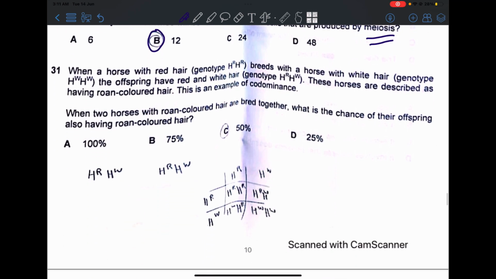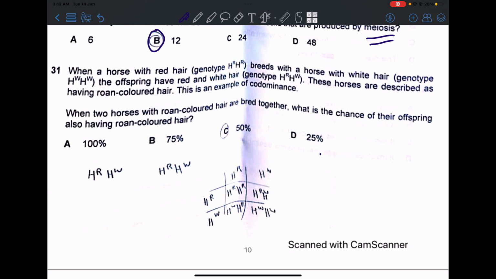31. When a horse with red hair, genotype HR, breeds with a horse with white hair, genotype HW, the offspring have red and white hair, genotype HRW. These horses are described as having roan-colored hair. This is an example of codominance. When two horses with roan-colored hair are bred together, what's the chance of their offspring also having a roan-colored hair?